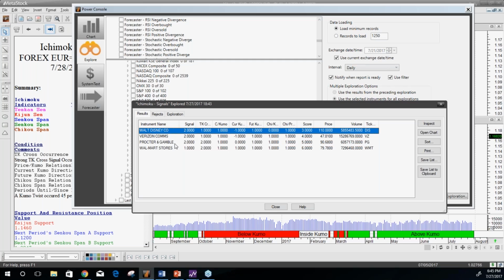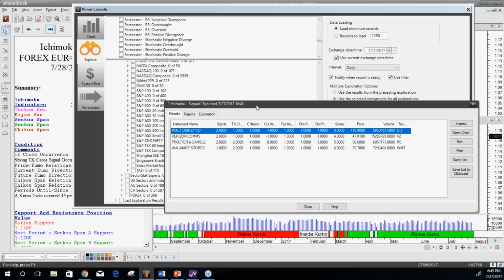But you'll have a TK cross. It'll come down and then go back up without having changed position relative to the Kumo. That would be a re-entry if you were taken out and then wanted to get back in. It would be a -1 or a -2 if you were looking for a bearish condition instead of a bullish one. Okay, thank you. Over here, what you've got is the current conditions.